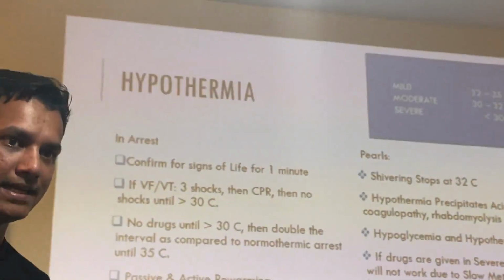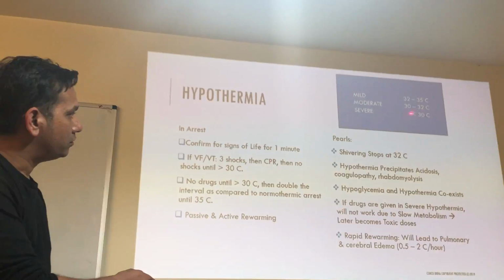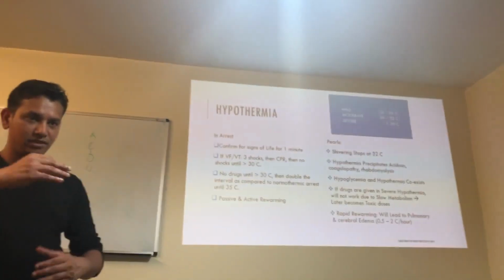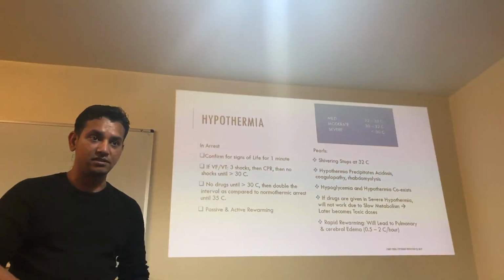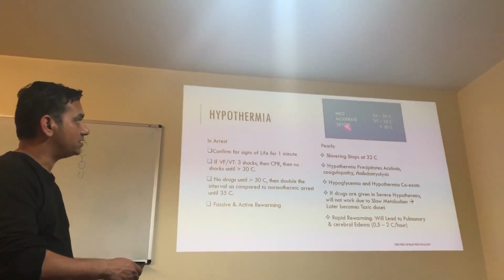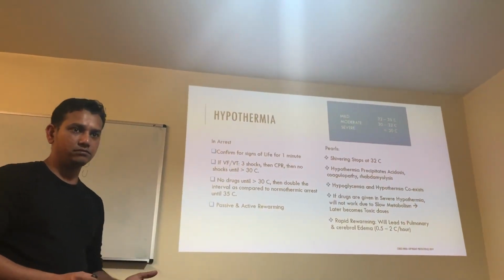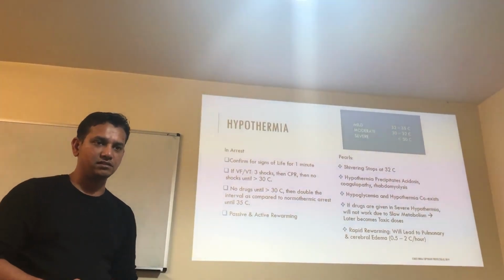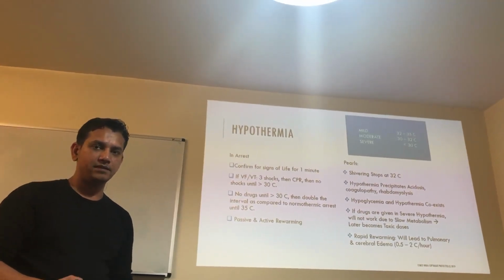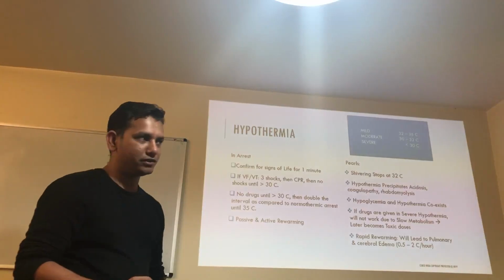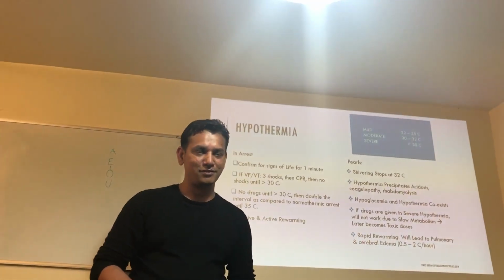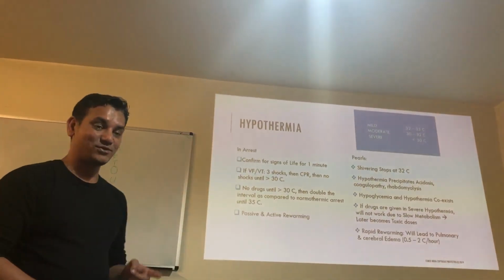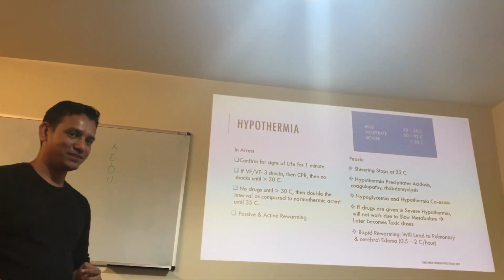However, for ALS, 30 to 35 and above 35, you need to think of different recommendations in CPR. But the classification is: mild 35 to 32, moderate 32 to 30. Some books even say 32 to 28, and severe is less than 30 or less than 28. Whenever you're cold, what happens? You shiver. At what temperature does shivering stop? 32. Shivering stops at 32.